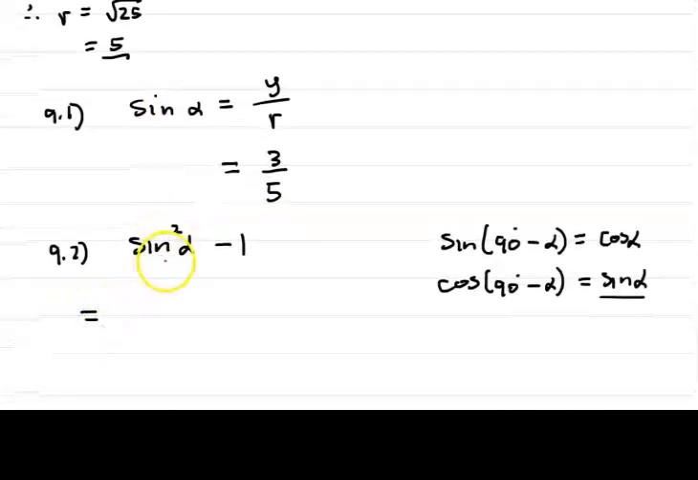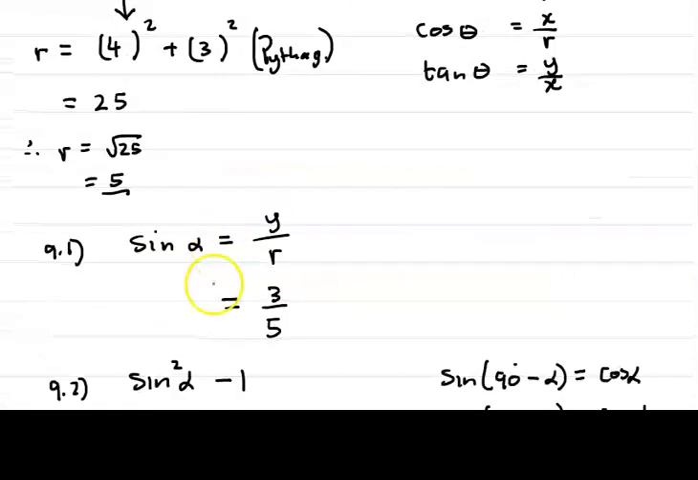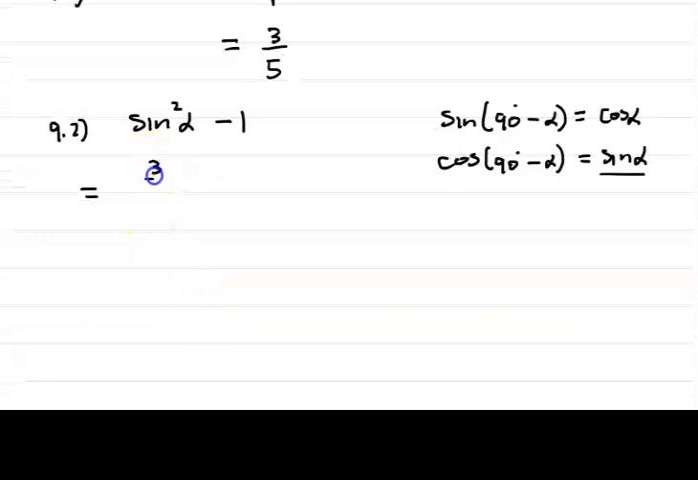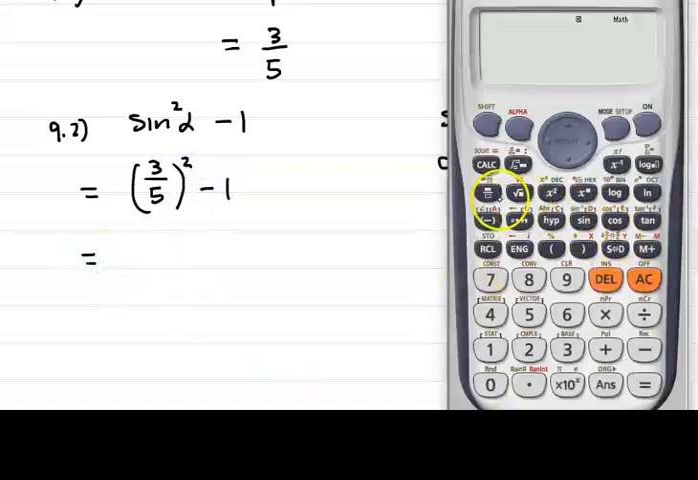Let's substitute once again. What is sine? Sine is y over r, and my y value is 3. So it's going to be (3 over 5) all squared, minus 1 equals... At this stage, you may use the calculator. 3 over 5. Now don't tell anybody I told you this.